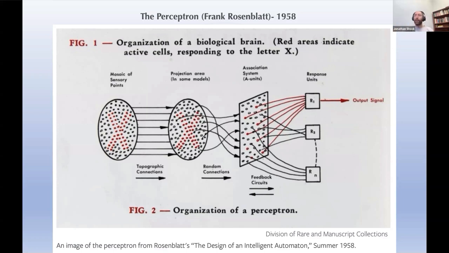But if I wire your brain up just right, then whenever you see an X, your brain is going to say, okay, that's an X. And whenever you see a Y, your brain is going to say, okay, I've just seen a Y. But the wiring is really important.